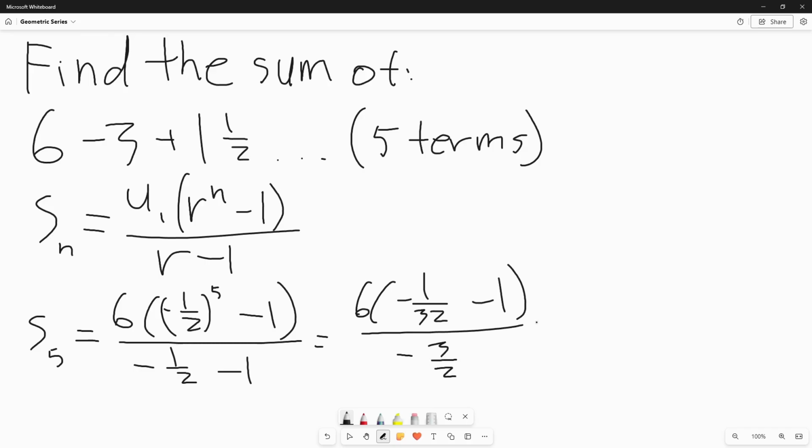And if you plug this into your calculator, you get 33 over 8, which is equal to 4.125. And what we did here is we used this formula to find the sum of a geometric sequence and applied it to a geometric series up to 5 terms. So this sequence ended at some point, which is why we had to use this one, which is for a finite geometric series.